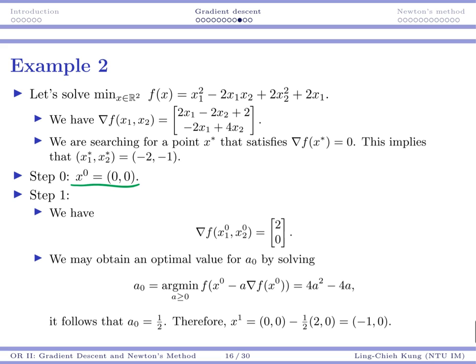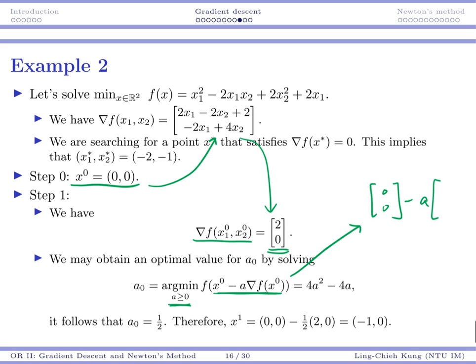Let's say we start at (0, 0). Then the gradient may be found by plugging (0, 0) into the gradient function. So we get (2, 0). And then we need to solve for an a. To solve for a, again, we play the same trick. Here, x0 is (0, 0) minus a times the gradient. So you get (-2a, 0).